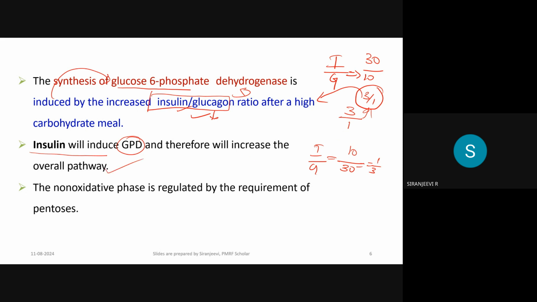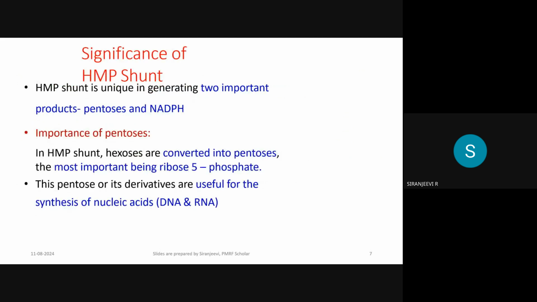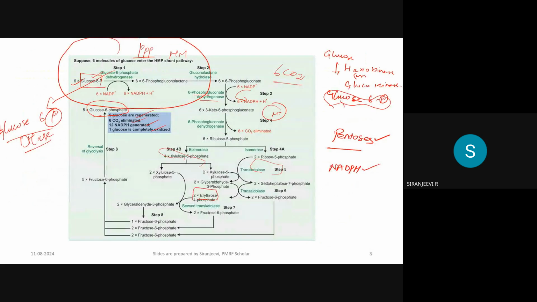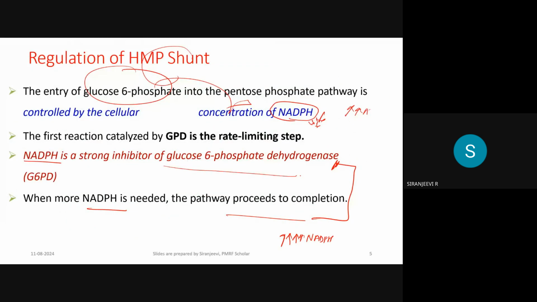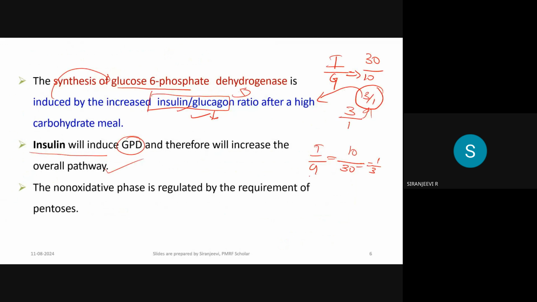So the non-oxidative phase is regulated by the recruitment of pentoses. The non-oxidative pathway is the other pathway apart from this. After this step 4, step 4 to step 8 is called the non-oxidative pathway. So this will be regulated by the pentoses. Pentoses are nothing but the byproducts of these reactions, for example ribulose 5-phosphate, ribose 5-phosphate, xylulose 5-phosphate. These are pentoses. So these will regulate the non-oxidative phase of the pathway.